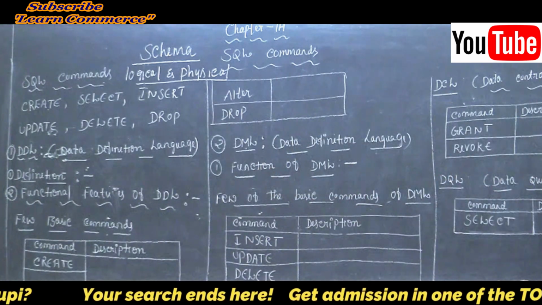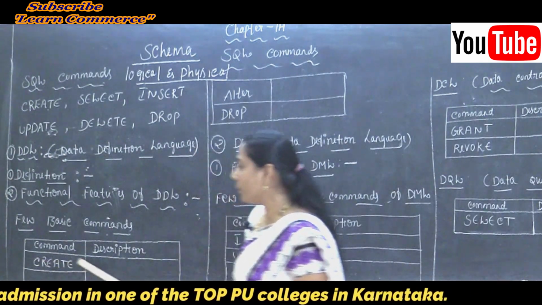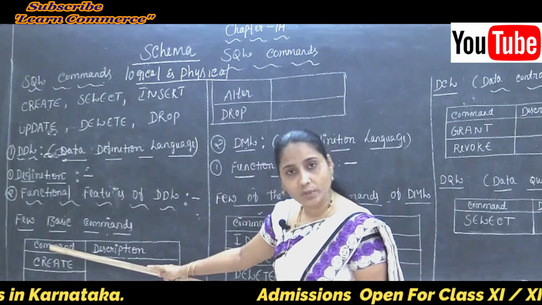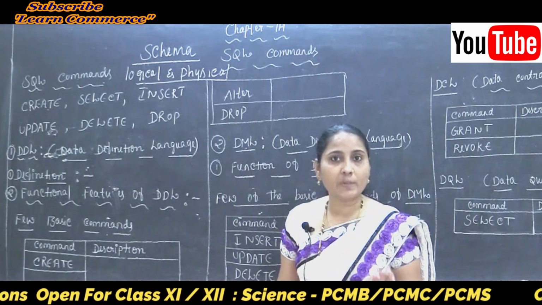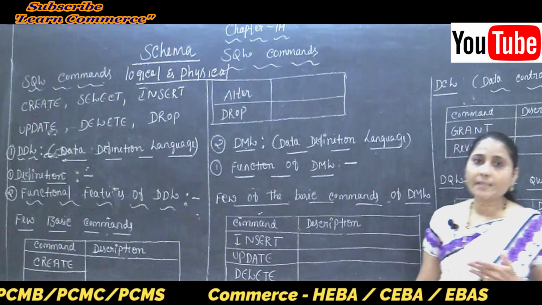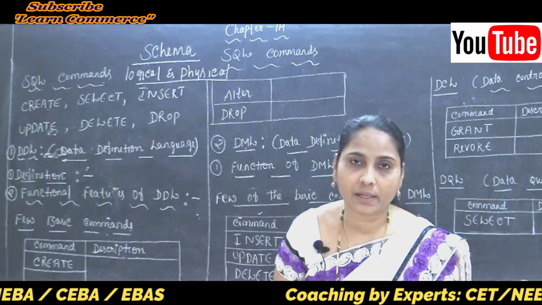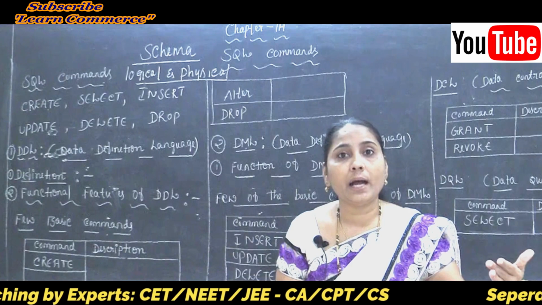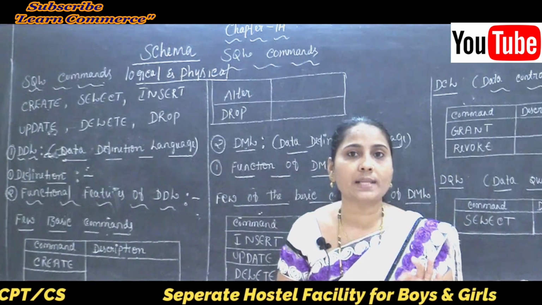So the first basic command of the DDL is called create. Clear this point? Here I divided it into two parts. The first one is the command, and the second one is the description. That means the meaning, why we use the create command. So we can say that the create command is used to create a new table, a view of a table, and other objects in the database. Why? Because the object is called the table.